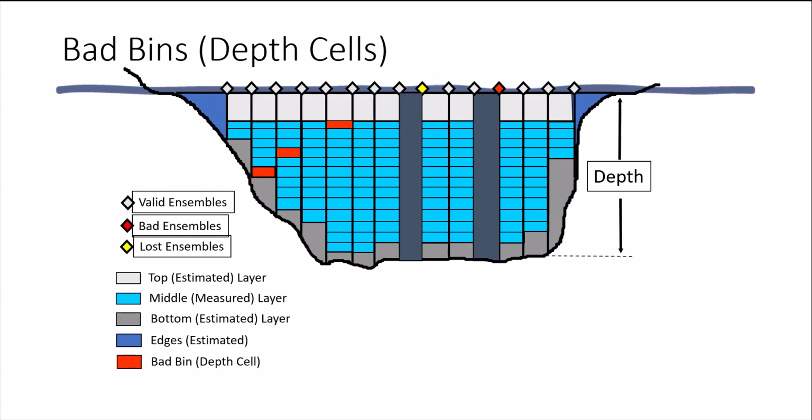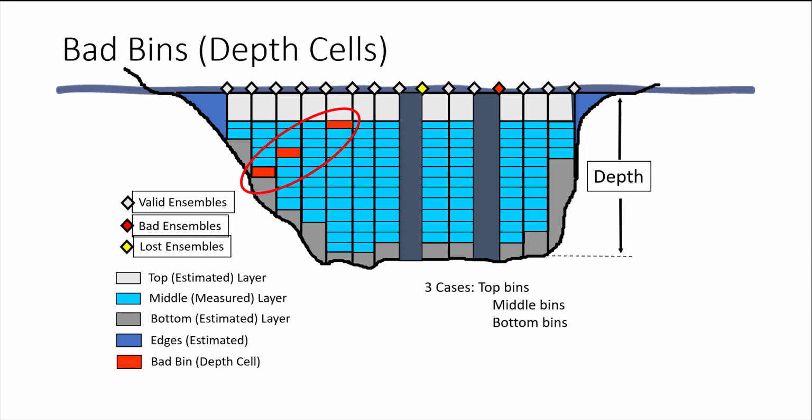Bad bins, like bad ensembles, are bins where the data processed by the ADCP does not meet quality thresholds, and the velocities may be unreliable and are therefore marked invalid. Bad bins can occur anywhere in the cross-section, but for purposes of estimating the discharge, these invalid bins are categorized into 3 cases.